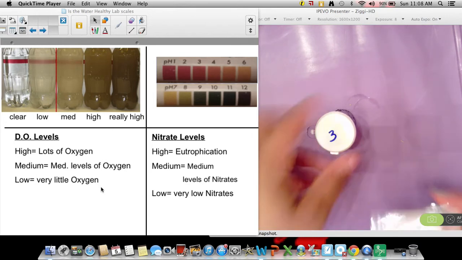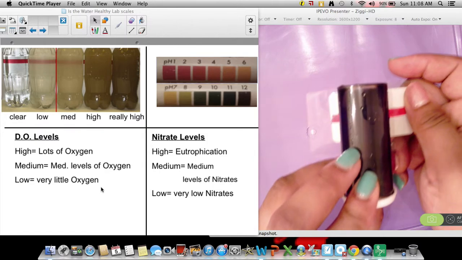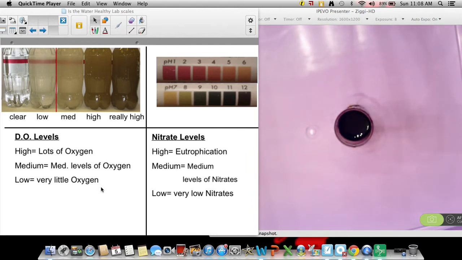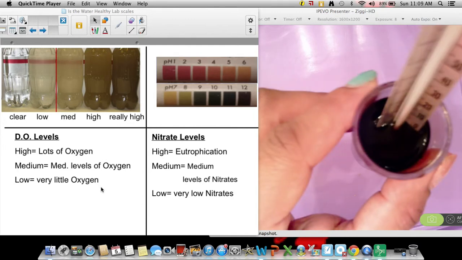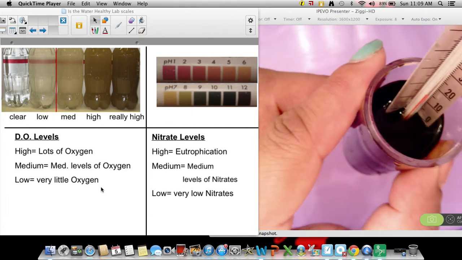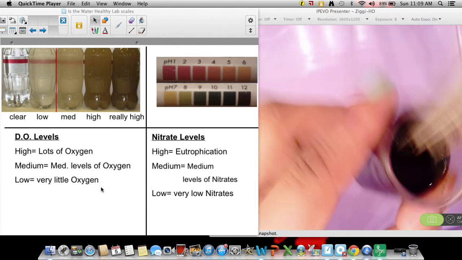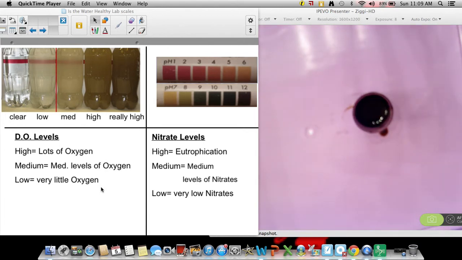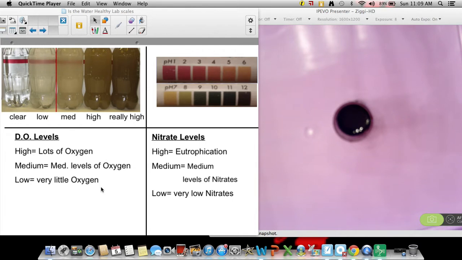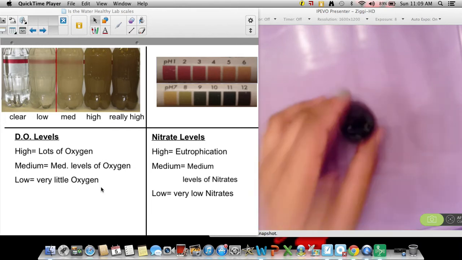Container 3. Turbidity. Temperature. It's about 16 degrees Celsius. Our pH.